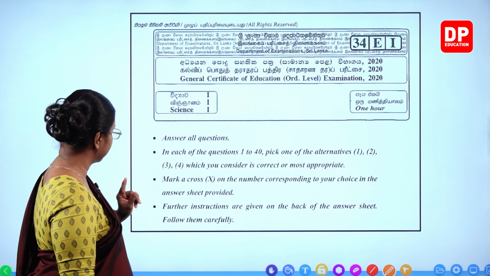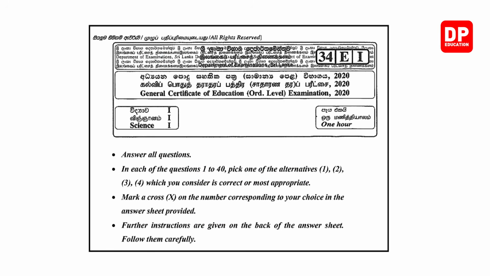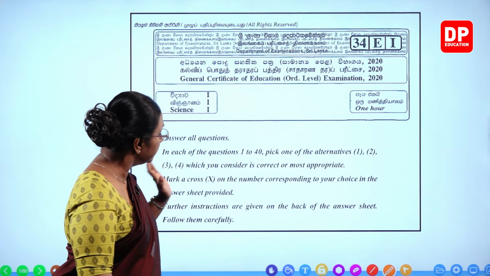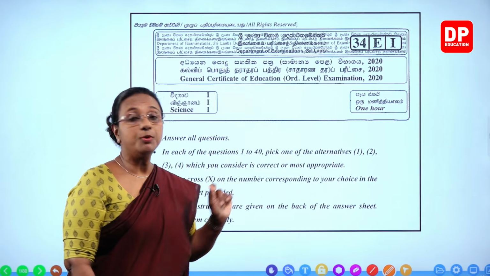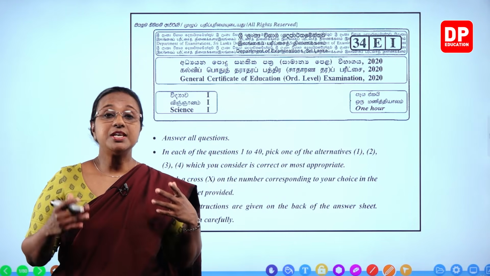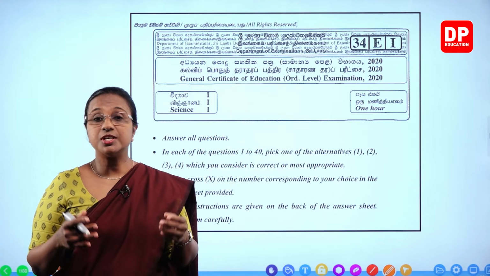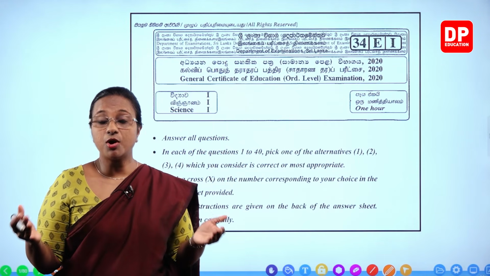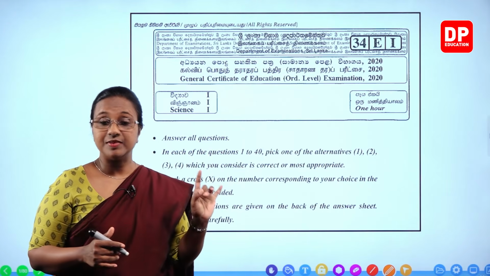Answer all questions. Then the second instruction: in each of the questions 1 to 40, pick one of the alternatives 1, 2, 3, 4, which you consider is correct or most appropriate. Here you all have to understand, students, they say correct or most appropriate. Now there are questions where you get a direct answer, maybe a calculation, a name of a scientist, name of an organism. There it will be a direct answer. Only one correct answer will be there.